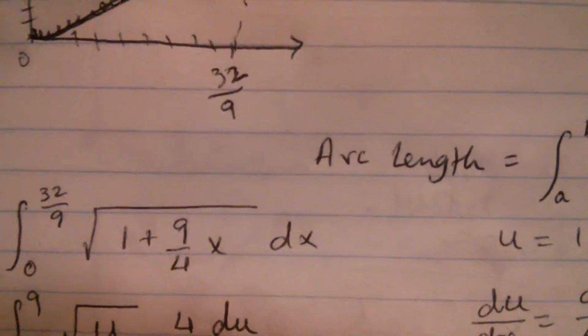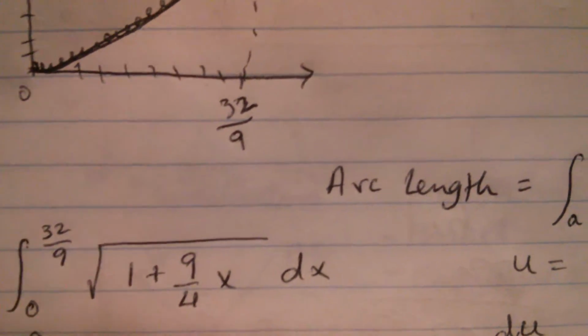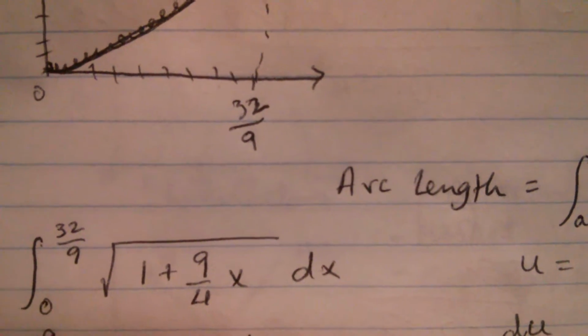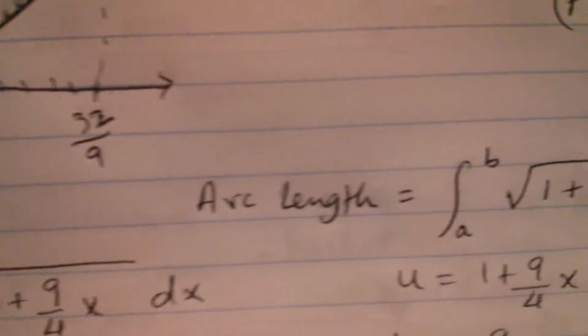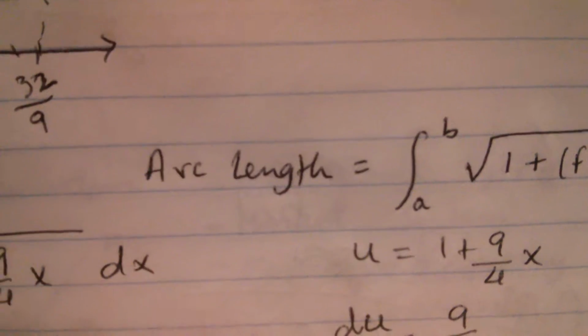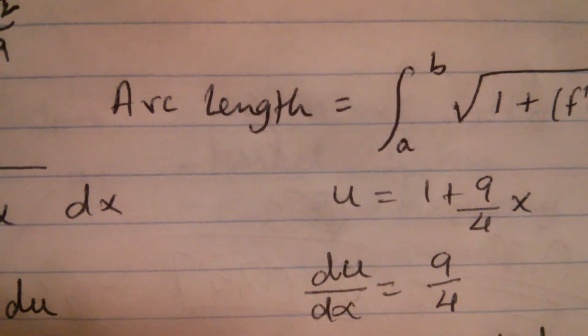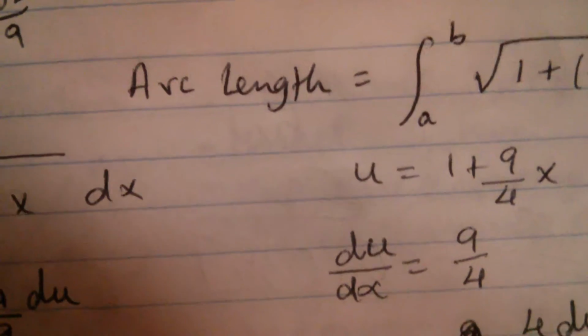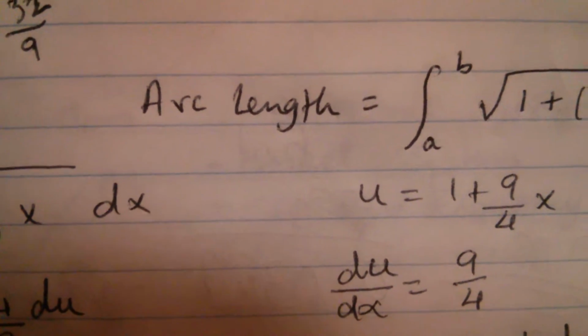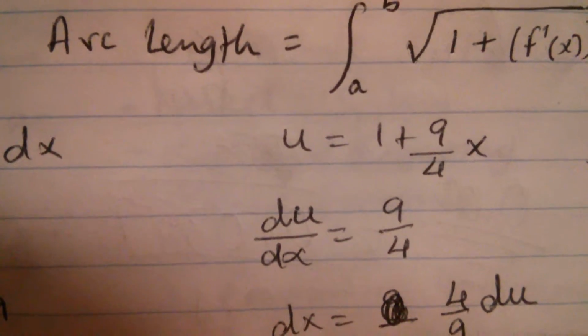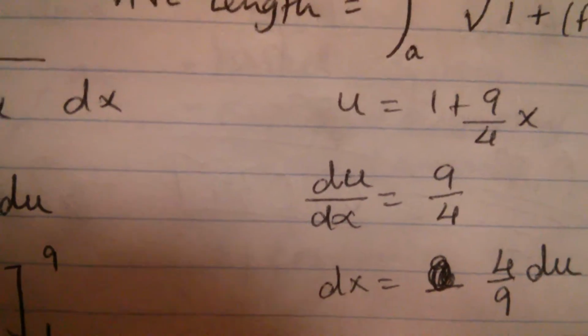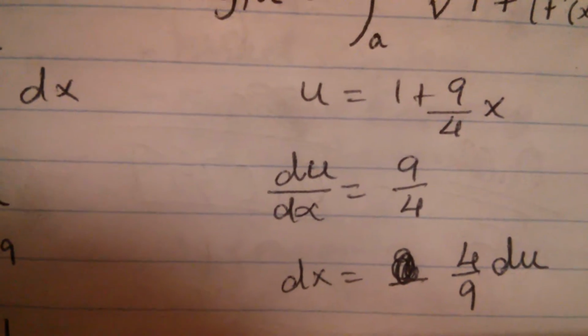So you just plug it in, and then now you have to do some u substitution because it's not a simple integral. So let's set u equal to 1 plus 9/4 x. du over dx equals 9/4. Take the derivative of both sides, and then solve for dx. So we get 4 over 9 du.